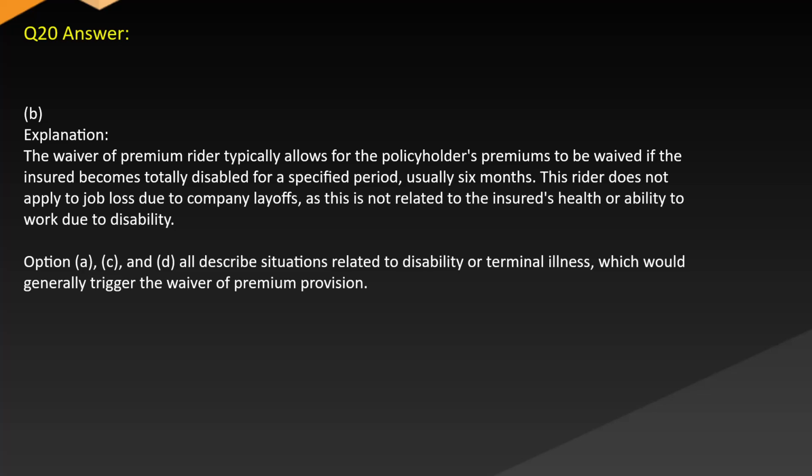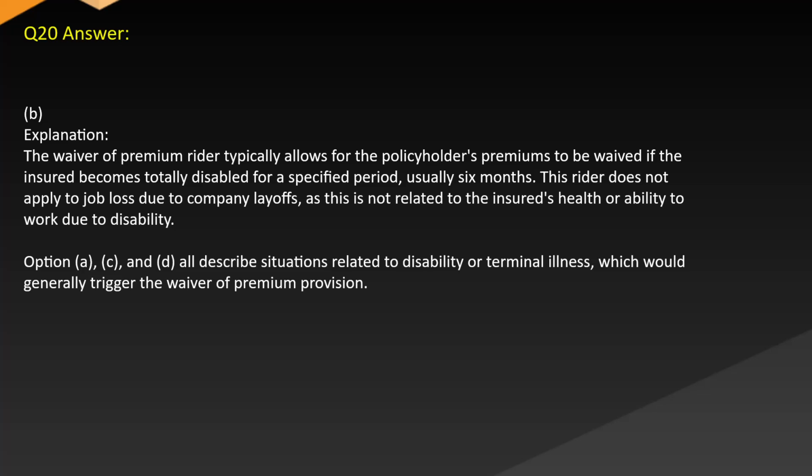Answer: B. Explanation. The waiver of premium rider typically allows for the policyholder's premiums to be waived if the insured becomes totally disabled for a specified period, usually 6 months. This rider does not apply to job loss due to company layoffs, as this is not related to the insured's health or ability to work due to disability.